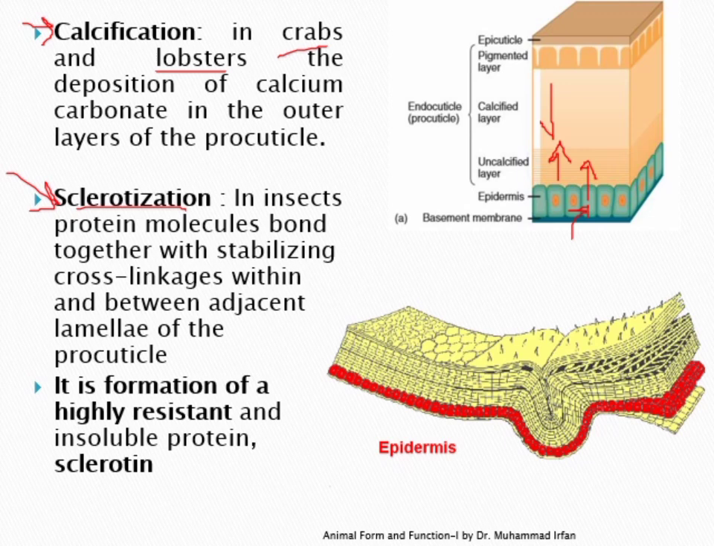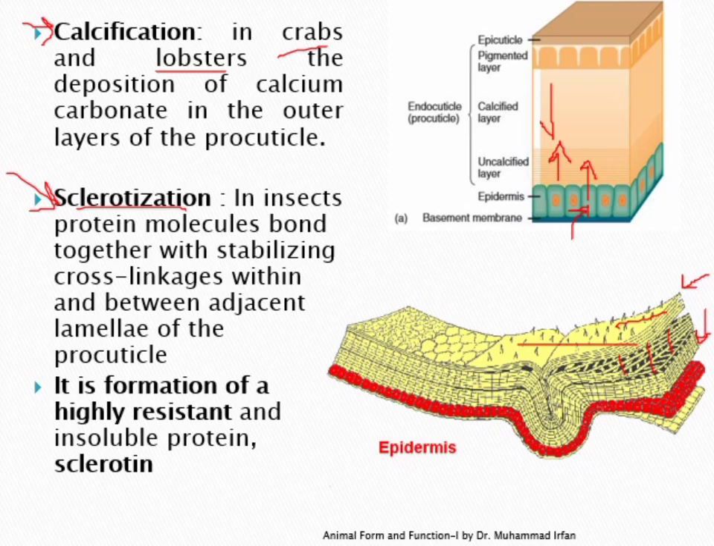And in the case of sclerotization, like in insects, the cuticle is hardened by the release of a special type of protein. In this process, the different layers of the cuticle, these lamellae, get attached to each other through cross linkages. So the protein fibers present in one layer are linked to the protein fibers present in the other layers of the cuticle, and in this process they get hardened.